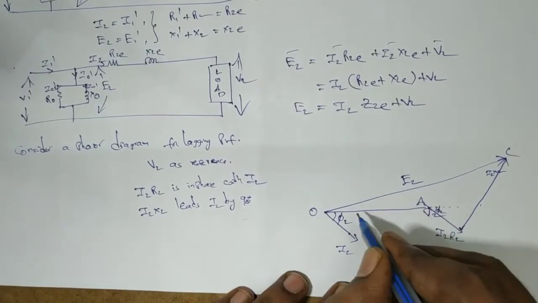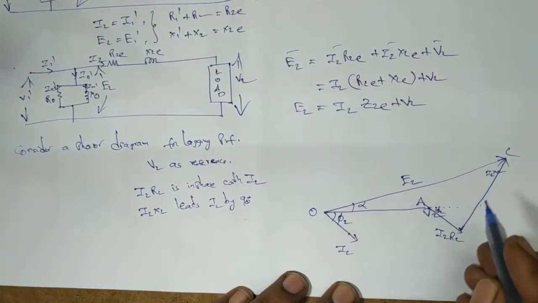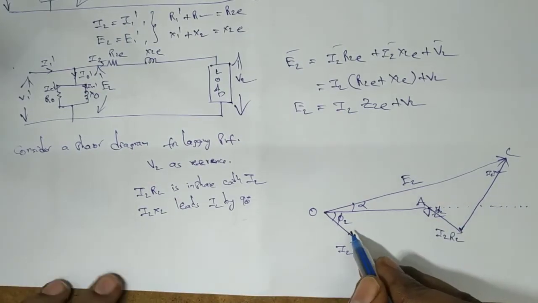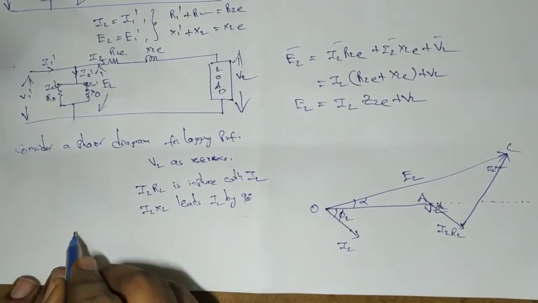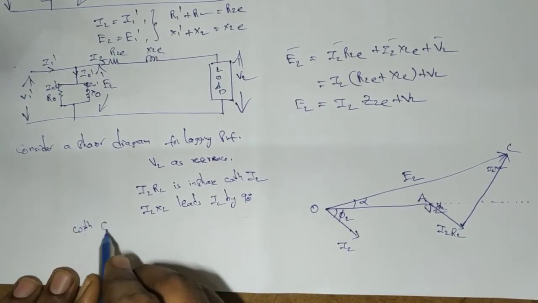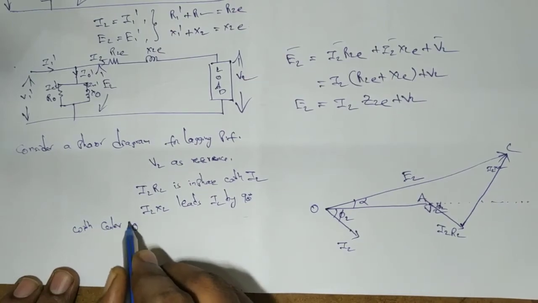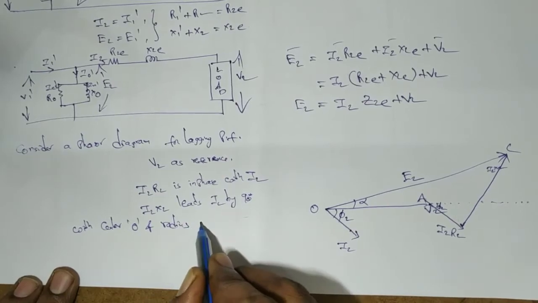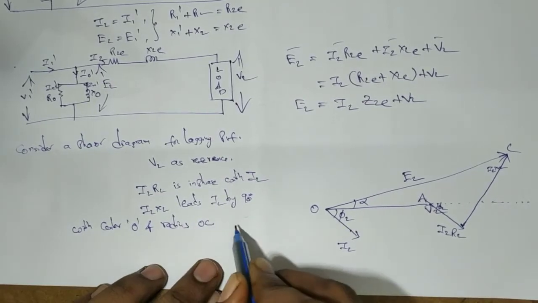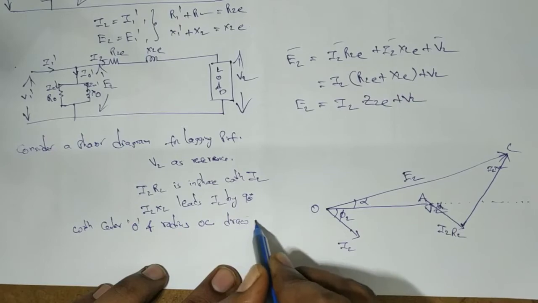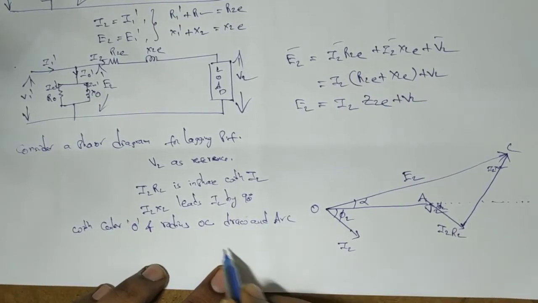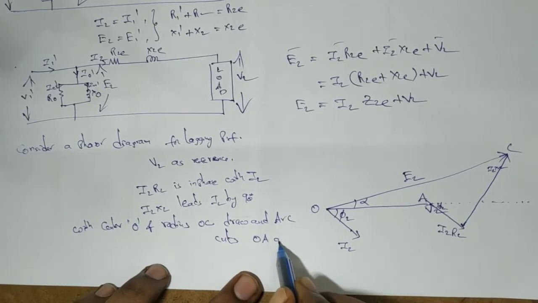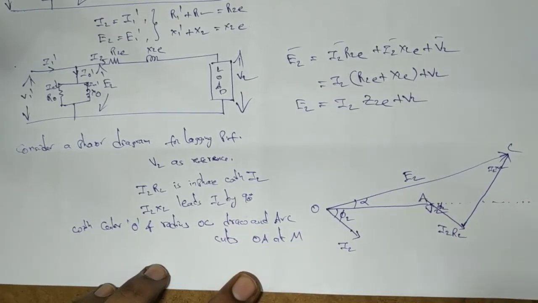Now with center O, the angle between this reference and E2 will be alpha. Let us consider alpha to be a very small angle. Now with center O and radius OC, draw an arc which cuts the extended line OA at a point M. So with center O and radius OC, draw an arc that cuts extended OA at point M, capital M.